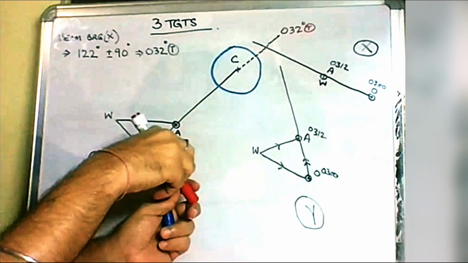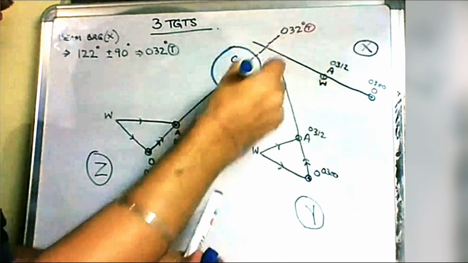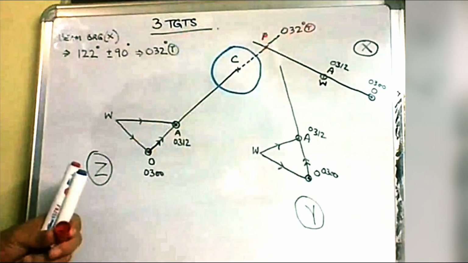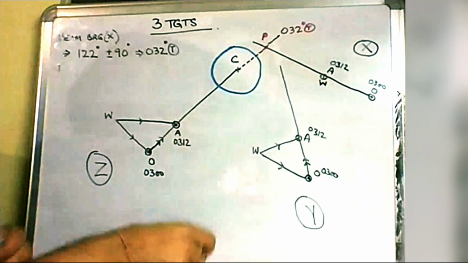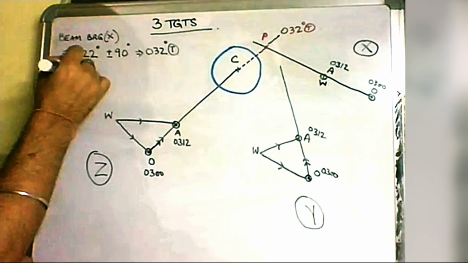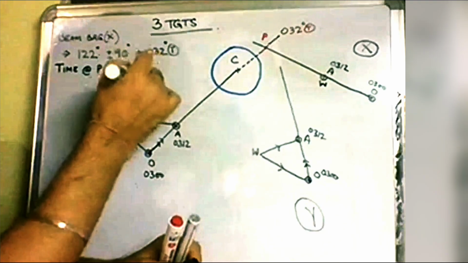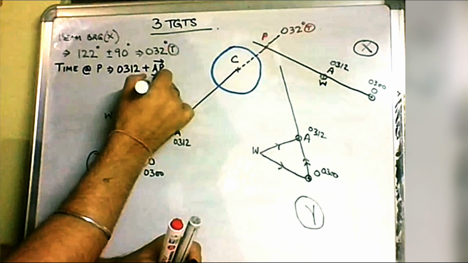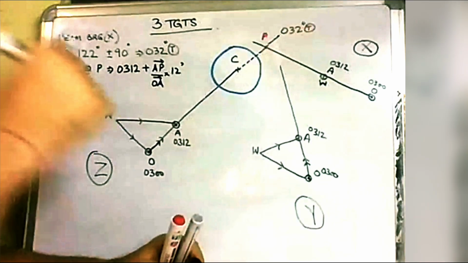So let this connect at the line of approach of X-ray at a point P. Find time at P. Find time at P. That will be equal to, this will be the time at P.